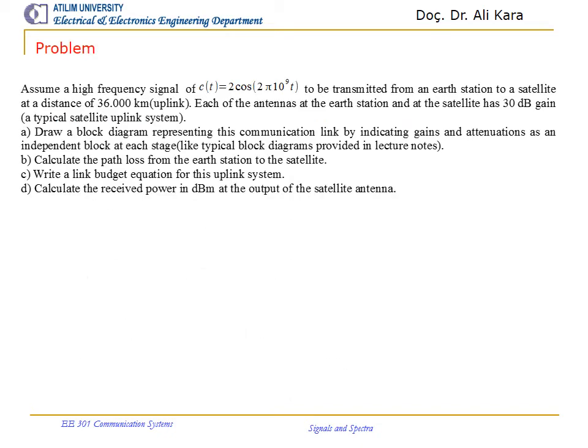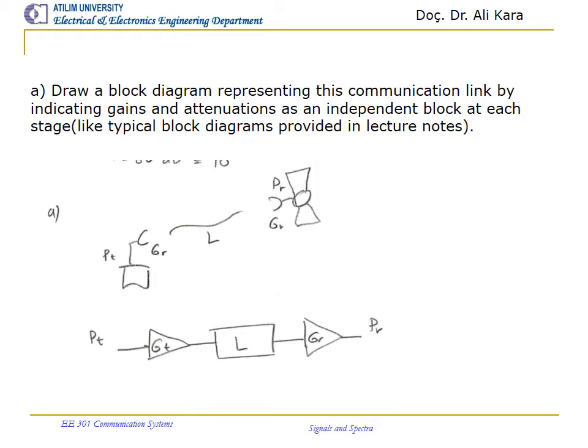Understanding the problem. This problem will be an exercise of communication links. You are given a signal in temporal domain and a communication link, and you are asked to find the block diagram of this communication link budget, and associated parameters. Refer to your lecture notes to see how a typical communication link is represented by block diagrams.